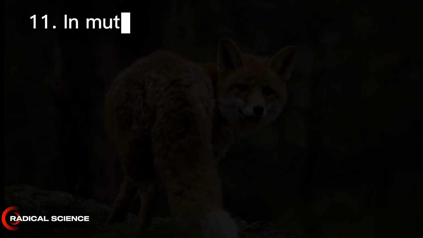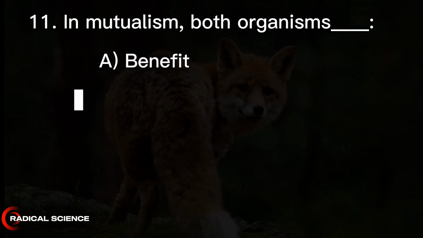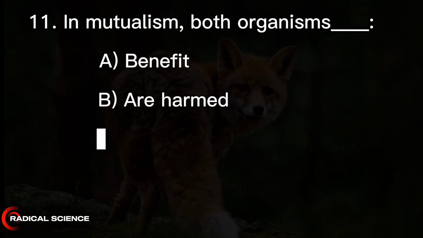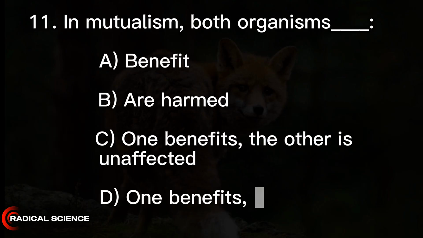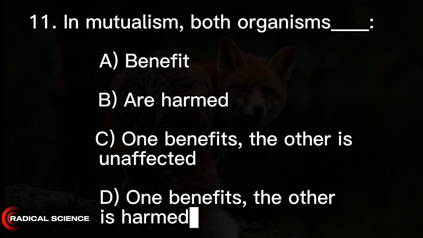The 11th question. In mutualism, both organisms dash. A. benefit. B. are harmed. C. one benefits and the other is unaffected. D. One benefits and the other is harmed.